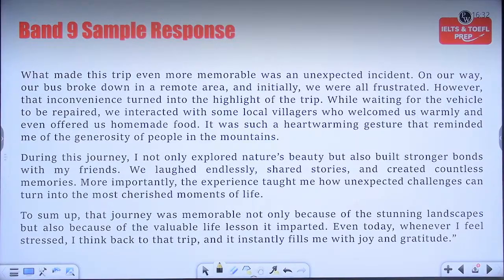During this journey, I not only explored nature's beauty but also built stronger bonds with my friends. We laughed endlessly, shared stories, and created countless memories. More importantly, the experience taught me how unexpected challenges can turn into the most cherished moments of life.